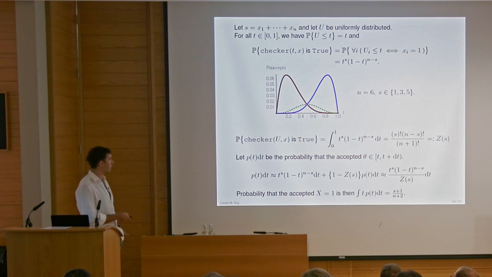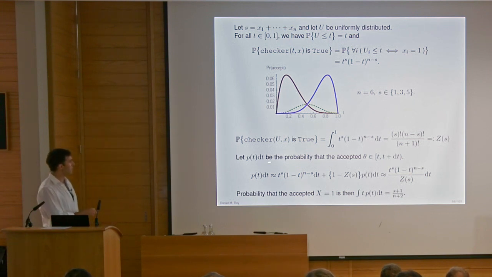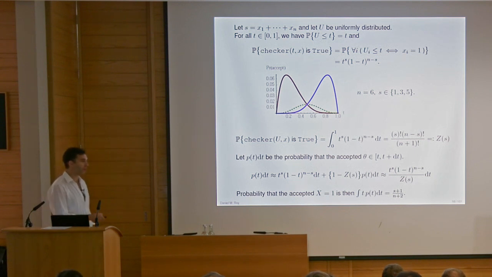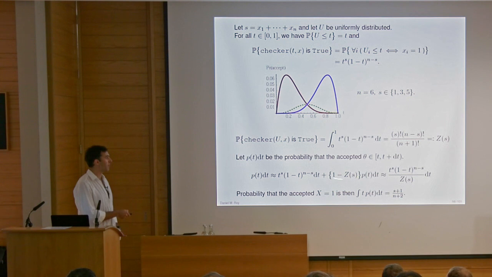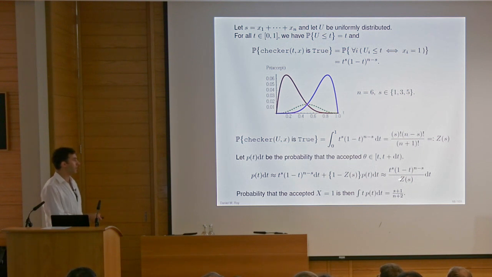All right, so now we can form a little recurrence. So p(t) dt is the probability that the accepted theta is in the region t to t plus dt. And you can relate this quantity back to itself. This probability is the probability that I just straight out accept. But then there's that pesky recursion step. With some probability, which is 1 minus Z(s), which is this term here, I recurse and start over. And then, of course, the probability that I accept on the next try is p(t) dt again. This is a bit informal, but I didn't want to spend too much time on it. If you solve this, then you get this.